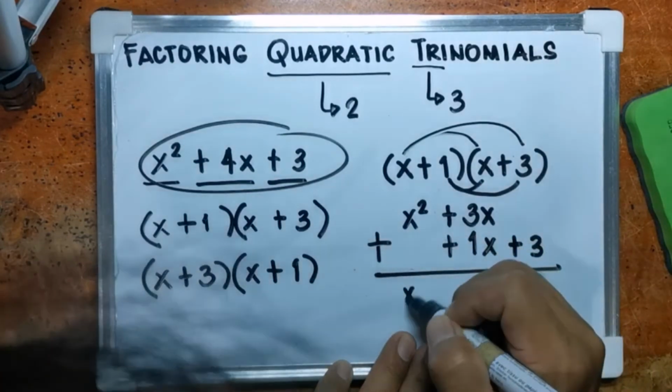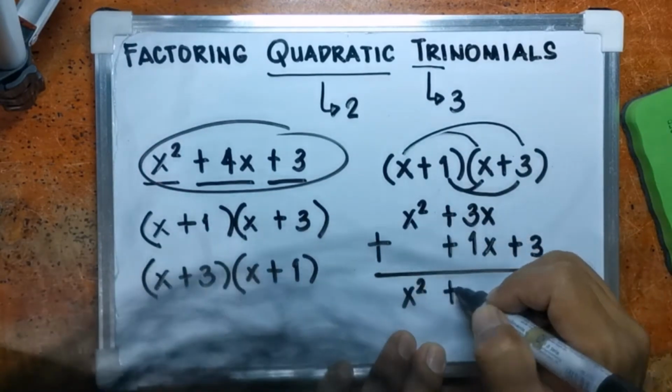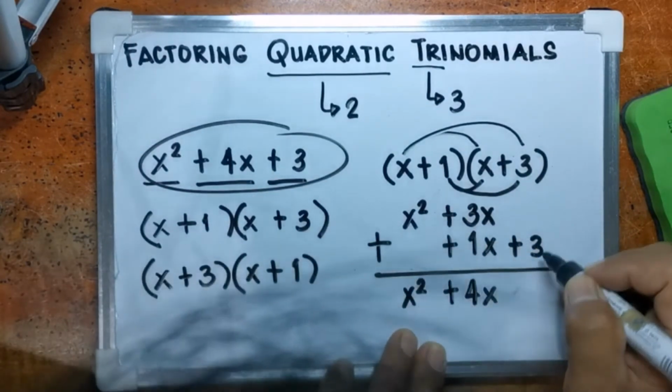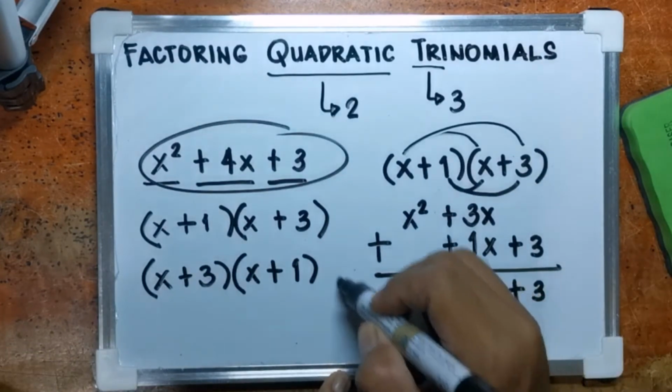This one is equal to x squared. Positive 3x plus positive 1x is positive 4x. And then copy or bring down positive 3.